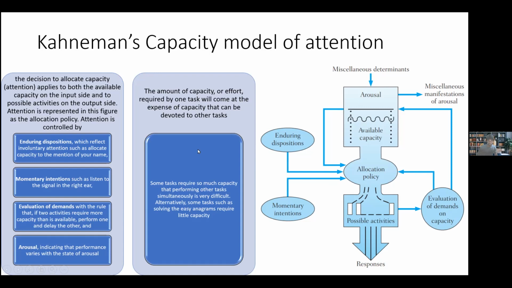So in this model, some tasks require so much capacity that performing them simultaneously is very difficult. You will only be able to do them one at a time. Some tasks are very easy, so we may be able to do them simultaneously, at the same time.